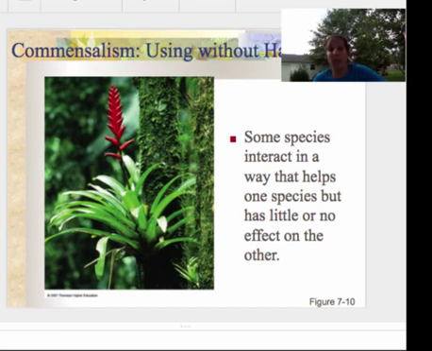Commensalism is using without harming. Some species interact in a way that helps one species with little or no effect on the other. So here's an example with the plant. And another one might be, excuse me, not a lamprey, a remora and a shark.